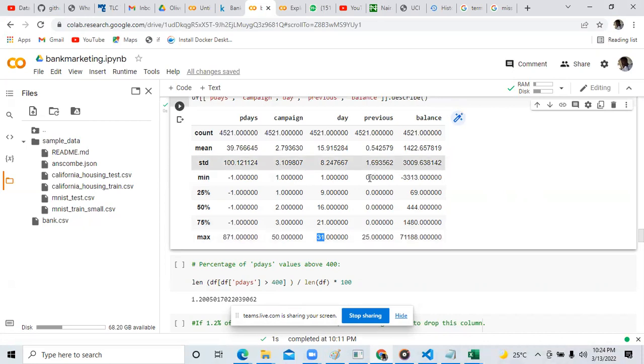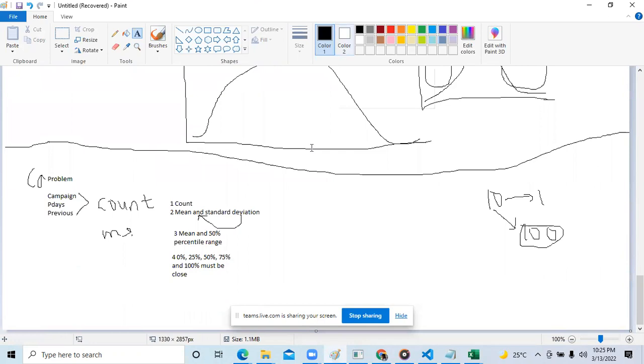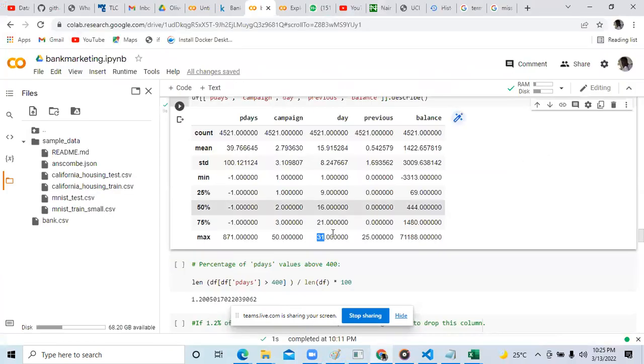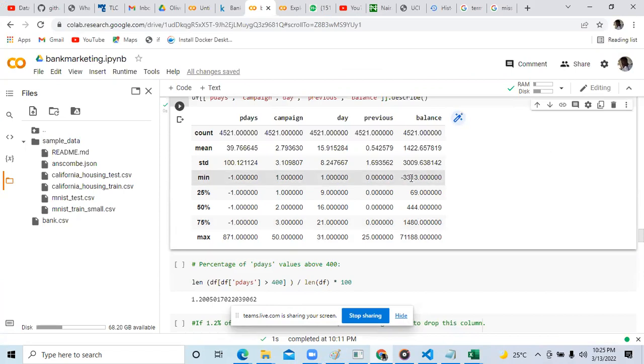Look at previous. Minimum is 0, 25% is 0, 50% is 0, 75% is 0, maximum is 25. So from 0% to 100%, it must flow. Is this particular day data set that would give you a feature that looks like a normal equation, right? So that's what I mean by 0%, 25%, 50%, 75%, and 100% percentile. It must flow, it must be close to each other, such that you can see that there are no serious outliers here.